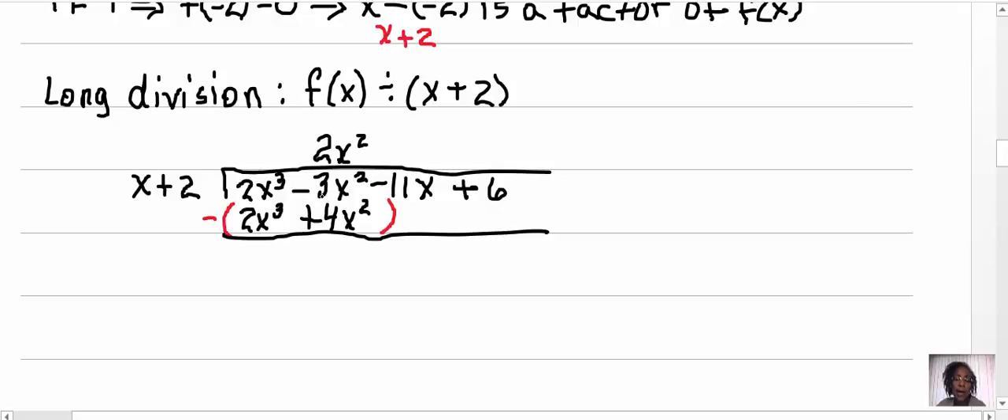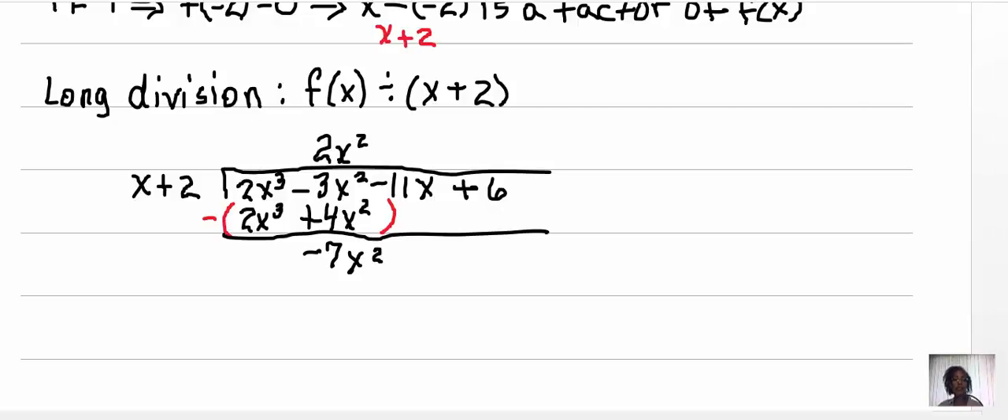Now let's subtract 4x squared from negative 3x squared. Notice how, because I'm subtracting, I need to put a parenthesis around what I'm subtracting so that I realize I'm not just subtracting the first term, but I'm also subtracting the second term. So this subtraction gives a negative 7x squared.